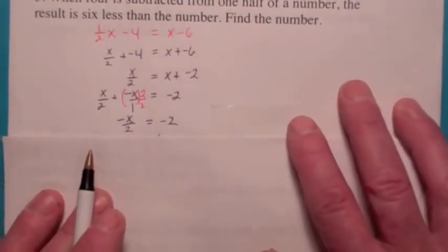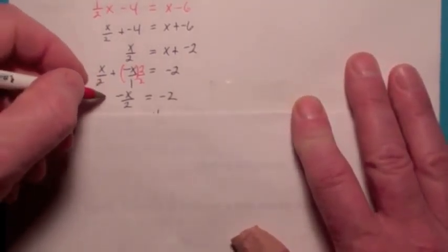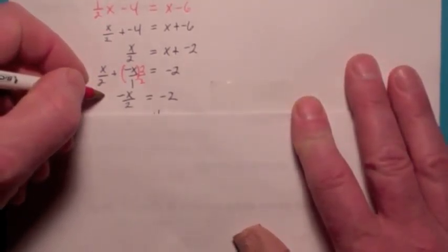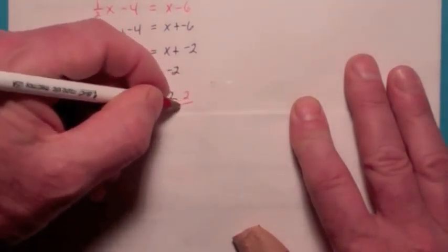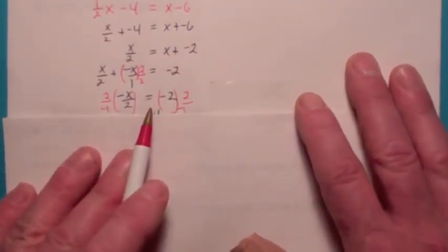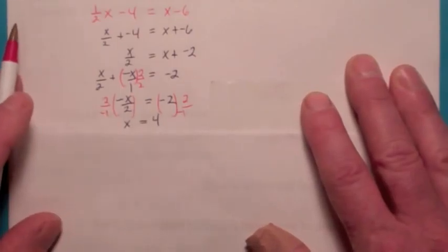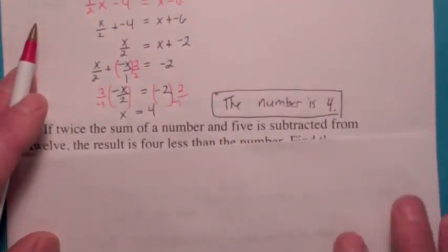And then the very last step is to get x by itself. You multiply by the reciprocal, just like we were doing before, which would be 2 over negative 1. On the left side you get x, and on the right you get negative 4 over negative 1, isn't that just 4? That's what you should have gotten there. Don't forget to answer in words: the number is 4. Okay, one more, then I'll give you some to practice.